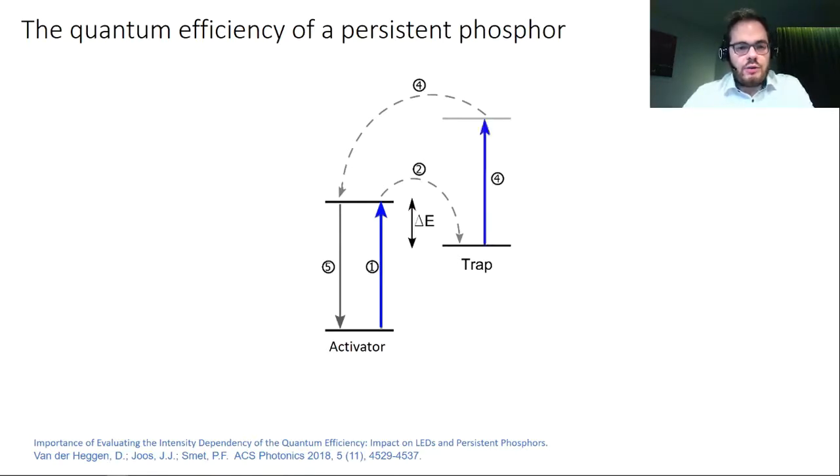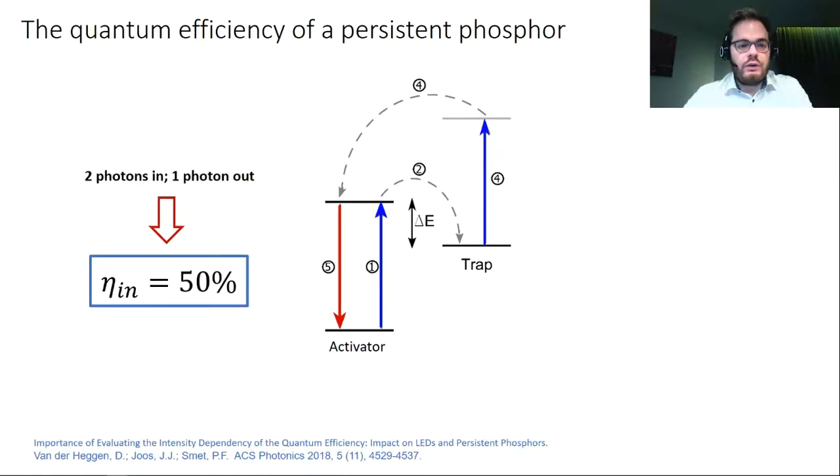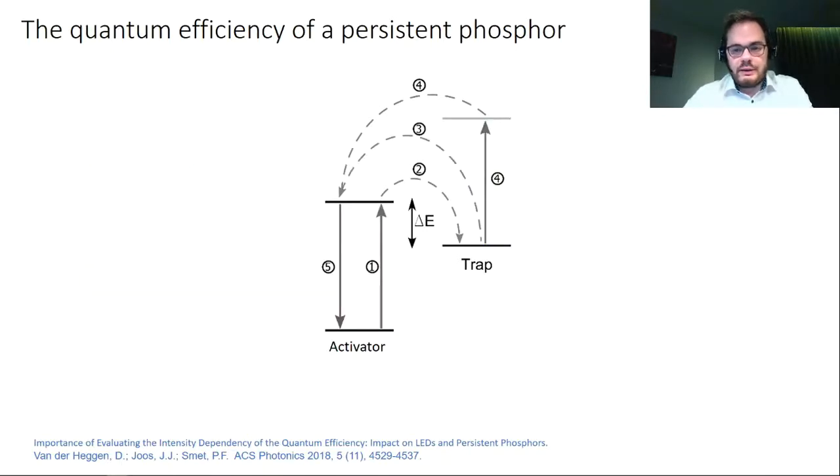This filled trap can now absorb a second blue photon, and from this excited state, the electron can be transferred back to the activator, eventually leading to the emission of a photon. Now, this is a two photon in, one photon out process, which has an intrinsic maximum quantum efficiency of about 50%. So clearly, this is a loss mechanism, which could potentially indeed induce this decrease in quantum efficiency that we have seen. But how do we explain this intensity dependency?